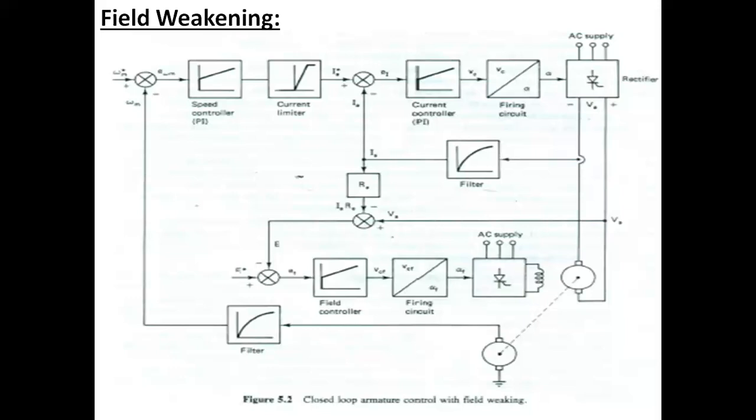If you come to the speed sensing, there are two methods adopted. These are voltage sensing and the use of tachometers. As we know, speed is proportional to the back EMF at a constant field. So if field control is not used, speed can be sensed by measuring the back EMF, which is equal to VA minus IARA. So all this we will be discussing in the next class, speed sensing and current sensing.